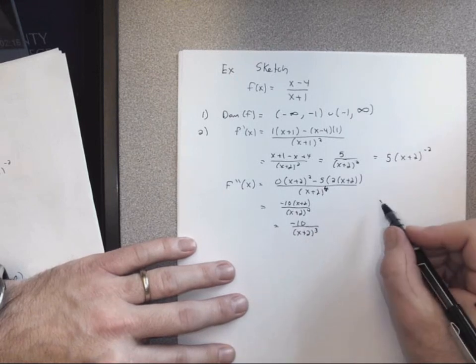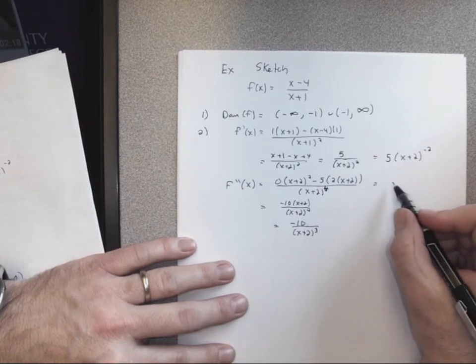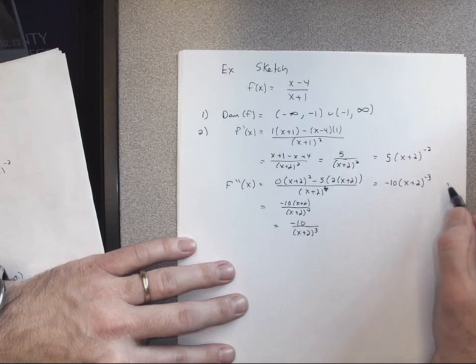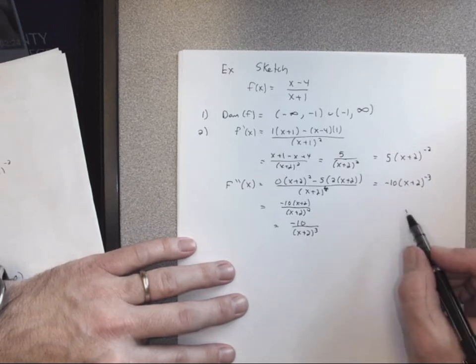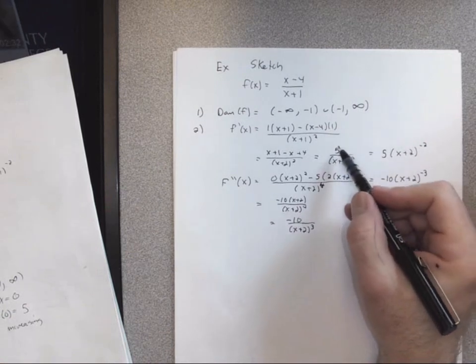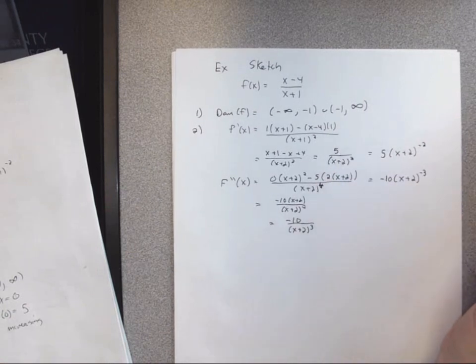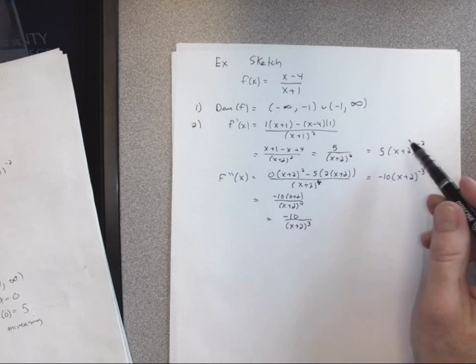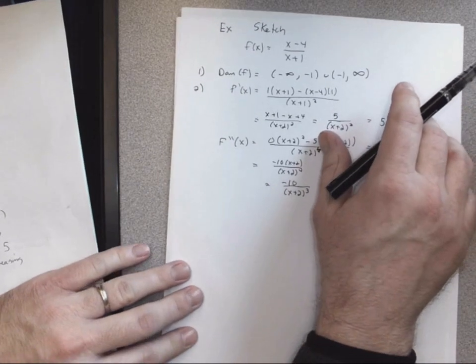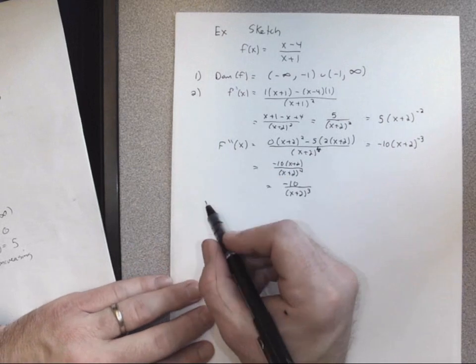And if we did it this way, f double prime of x would be equal to minus 10 times x plus 1 to the minus 3 times the derivative of the inside, which is 1, which gives us that exact same thing. So the reason why we can do this is because the numerator was a constant. So you can just rewrite it like that. Okay. 3.